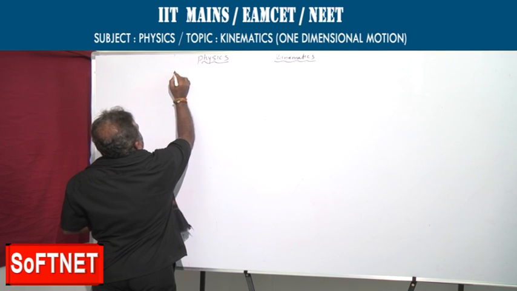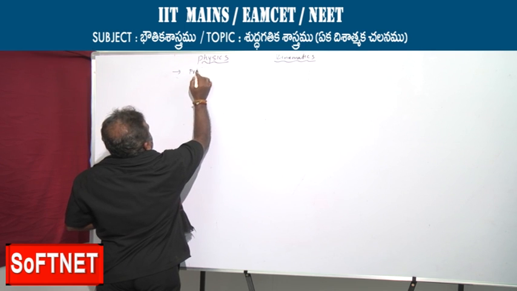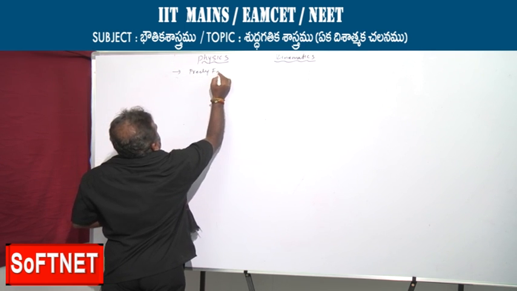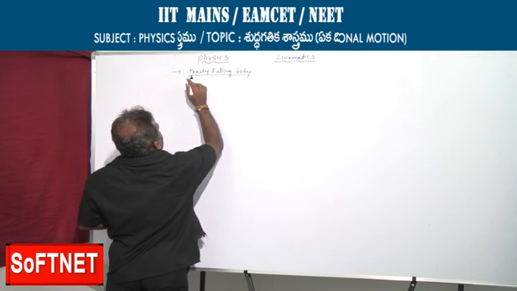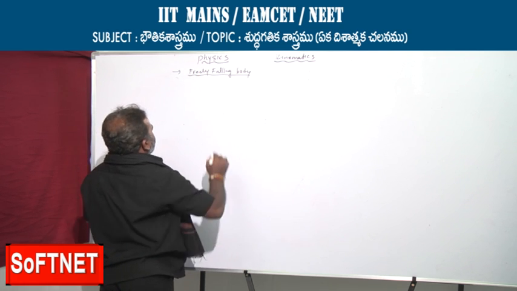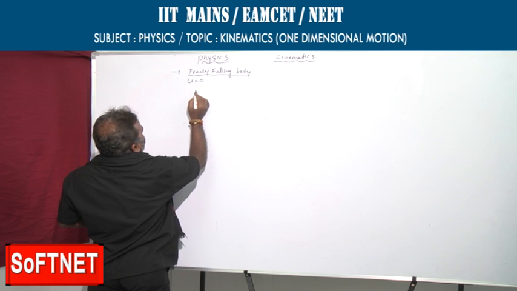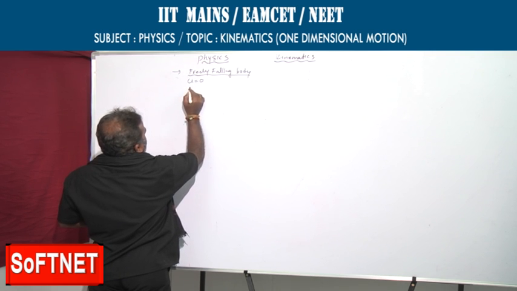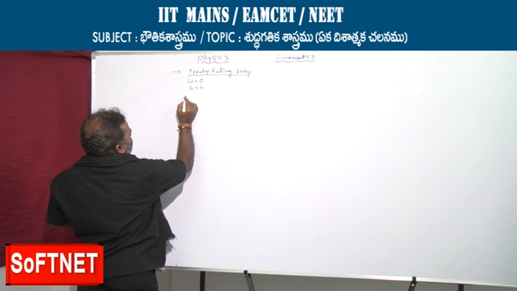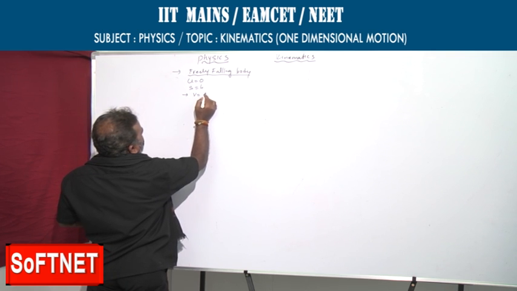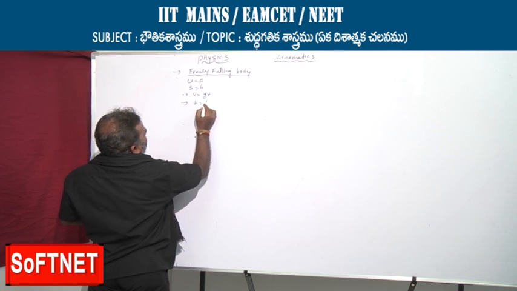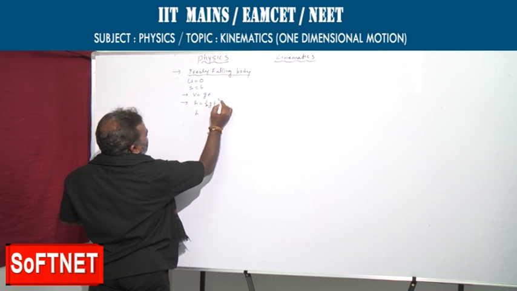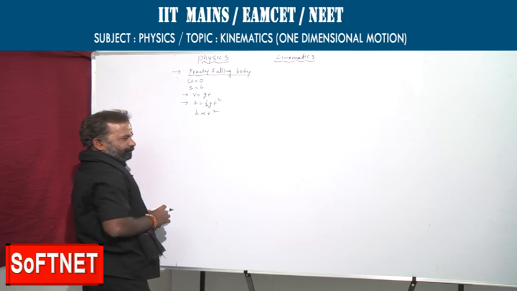One dimensional vertical motion. We will discuss a freely falling body. Initial velocity is 0 because it is dropped freely. S is equal to h. The first equation gives the velocity after t seconds: V is equal to gt. H is equal to half gt square. That means h is proportional to t square.